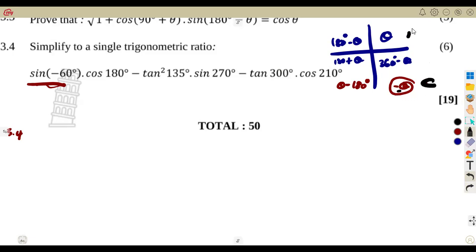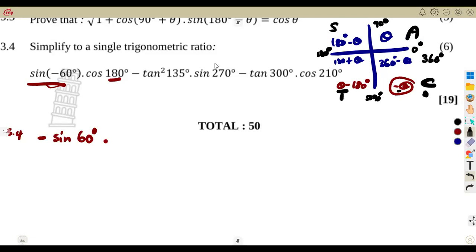For cos, remember your CAST concept. This is the quadrant for cos. So if it is the quadrant for cos, definitely sine there will be negative. So this is just like minus sine 60 degrees times cos 180. No matter that you are dealing with these ratios, guys, when you're dealing with angles which are at these points, 0 degrees, 90 degrees, 180 degrees, 270 degrees, 360 degrees, know them by heart.